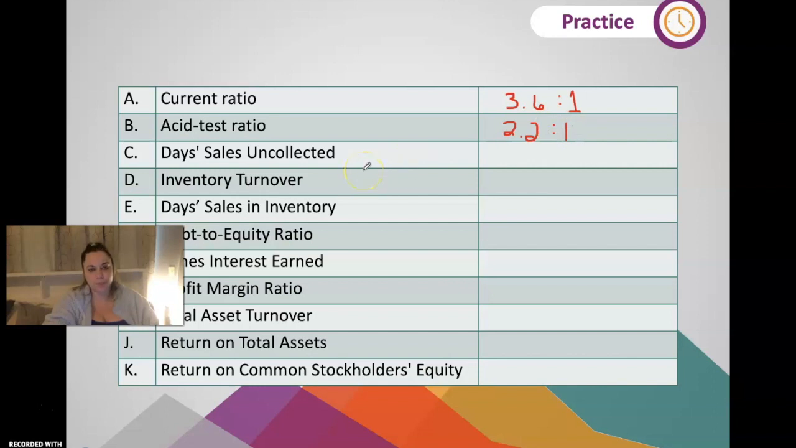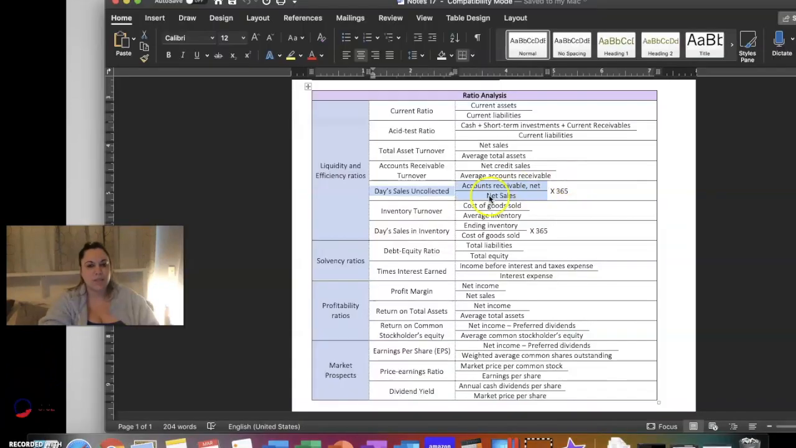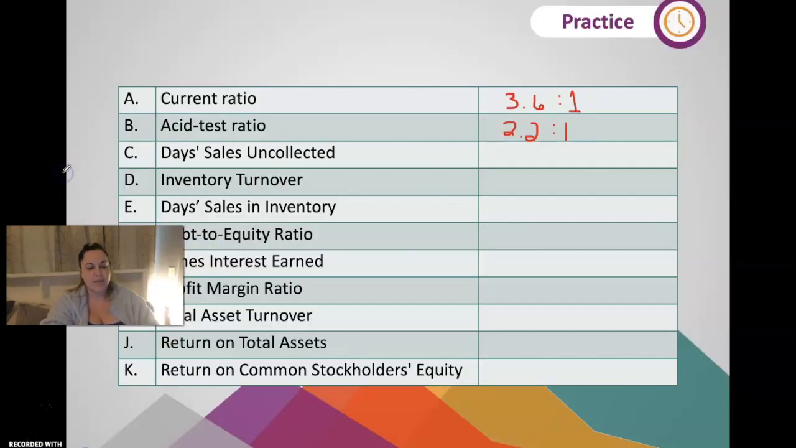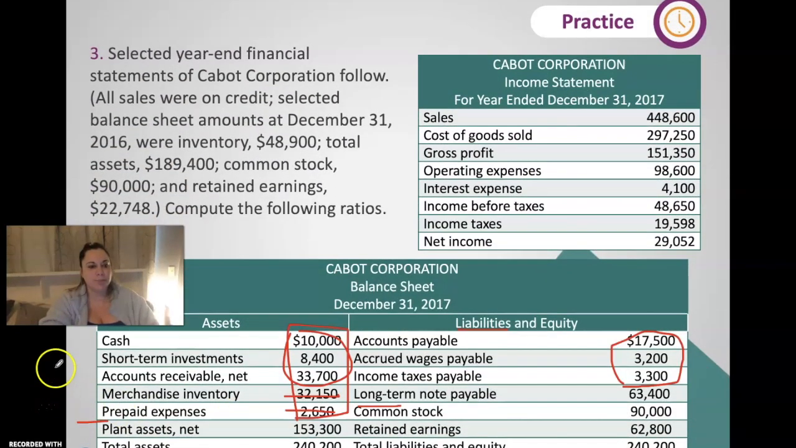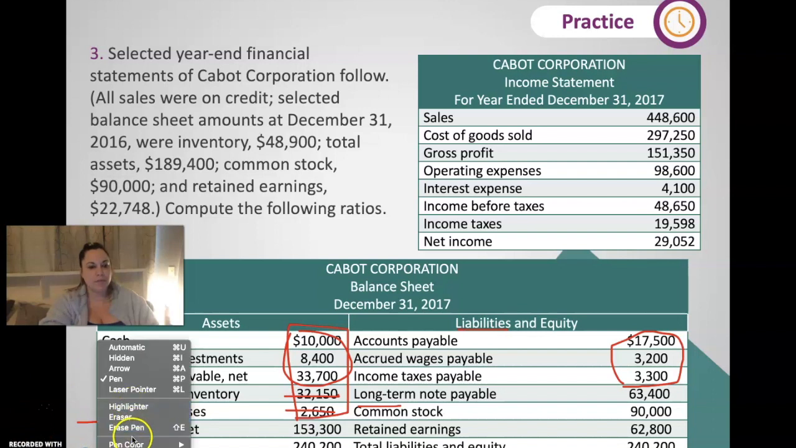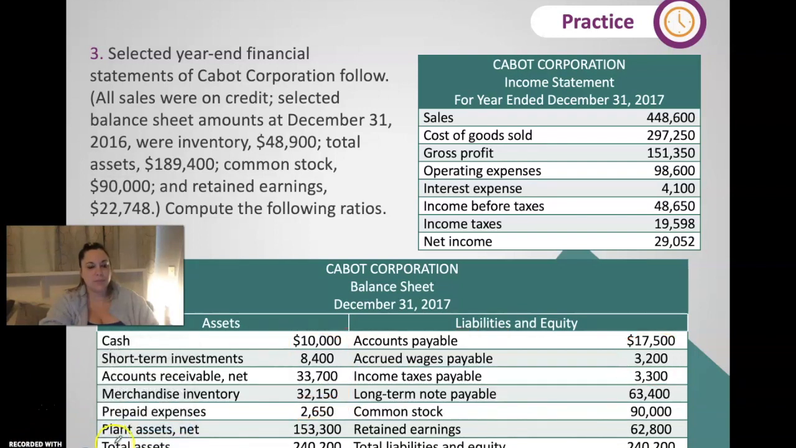division. Next, we have days sales uncollected. Days sales uncollected is accounts receivable divided by your sales times 365. Okay, so let's go back. We want to find our accounts receivable. Let me clear this off. Okay, so accounts receivable, right? Divided by net sales. So here's your sales times 365.